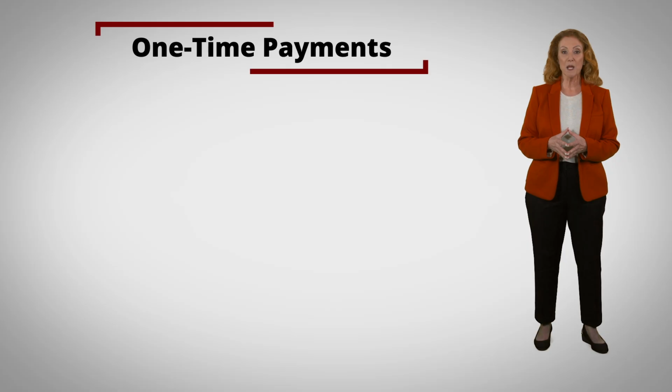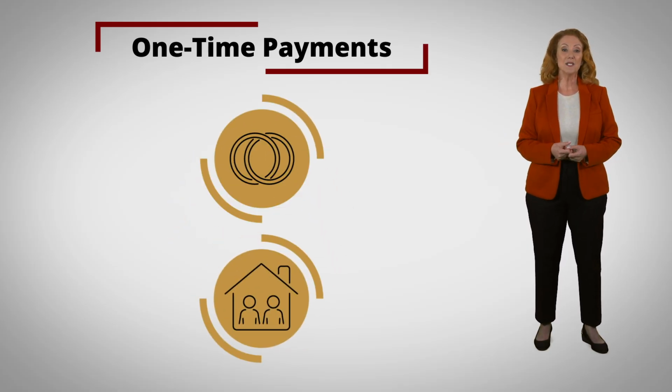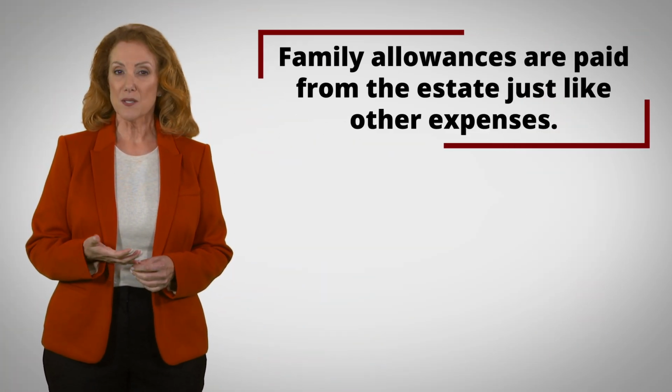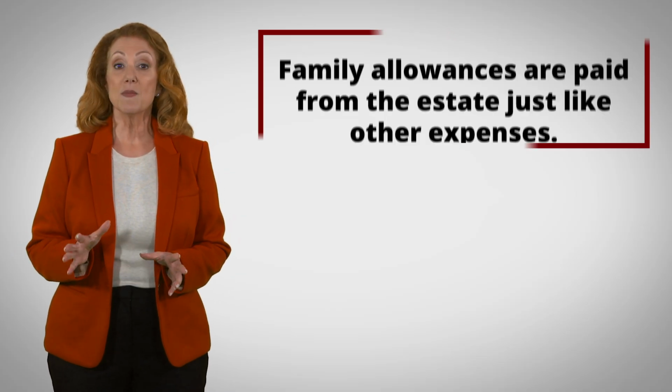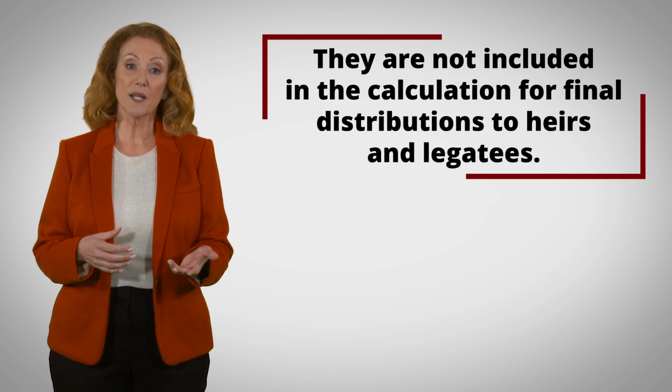If there is enough money in the estate, you may also pay family allowances. These are one-time payments made to a spouse or a registered domestic partner and to minor children. Family allowances are paid from the estate, just like other expenses. This means they are not included in the calculation for final distributions to heirs and legatees.